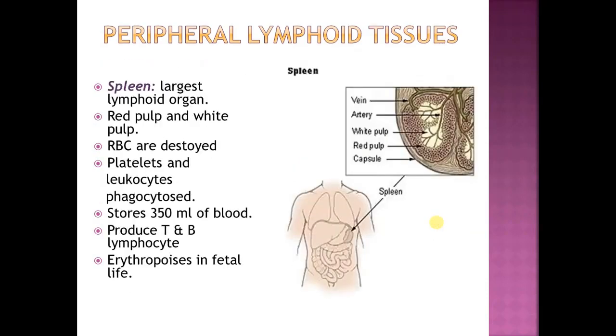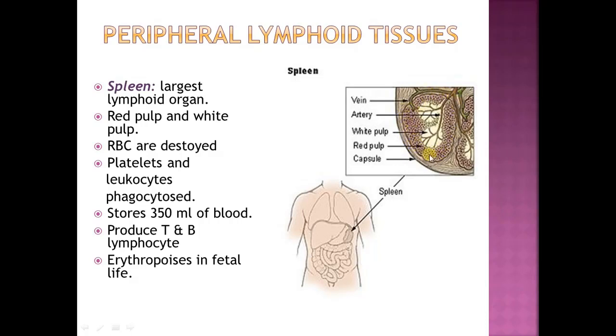The next peripheral lymphoid tissue, the largest lymphoid tissue, is the spleen. The spleen can also be considered a hemolymphoid organ. It mainly consists of the white pulp, and then as you go, you have the red pulp. The white pulp, like the lymphatic follicles which we have seen here, is densely populated with B lymphocytes.